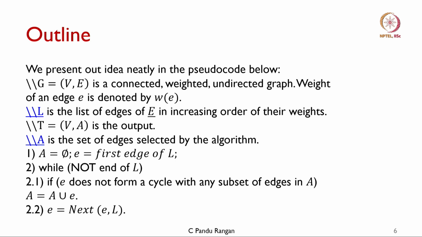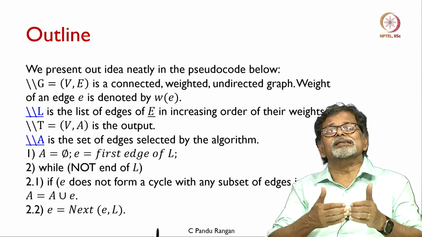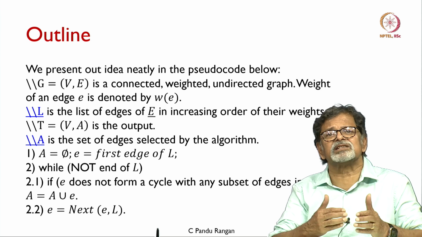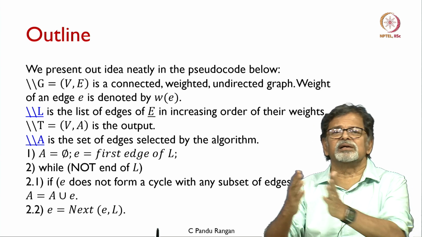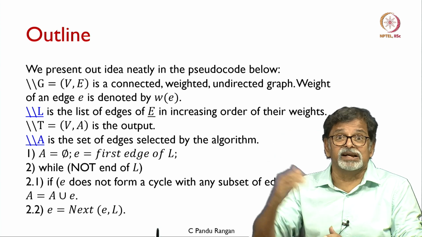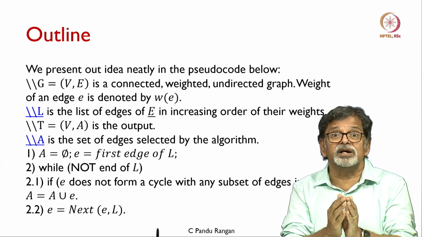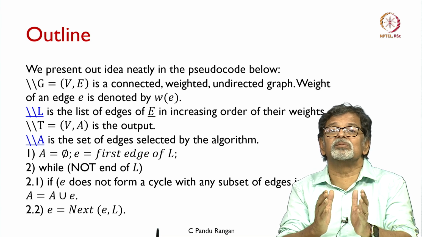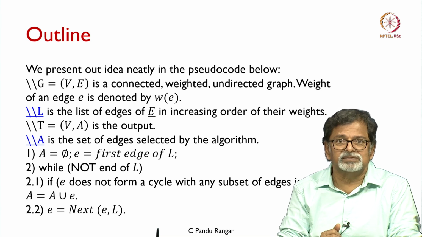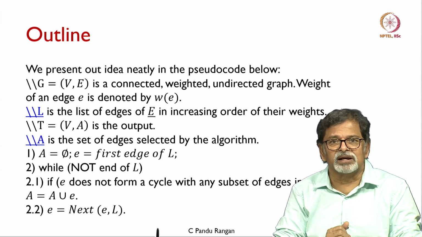That says go ahead and examine the next edge. In this way one edge after another will be examined, and if the test passes the edge will be included. If the test fails the edge is ignored, and then we move to the next edge, and so on. This process, we will see later, collects n minus 1 edges, and those n minus 1 edges will form the minimum spanning tree. That we will see later. But first let us see the way in which this algorithm works.